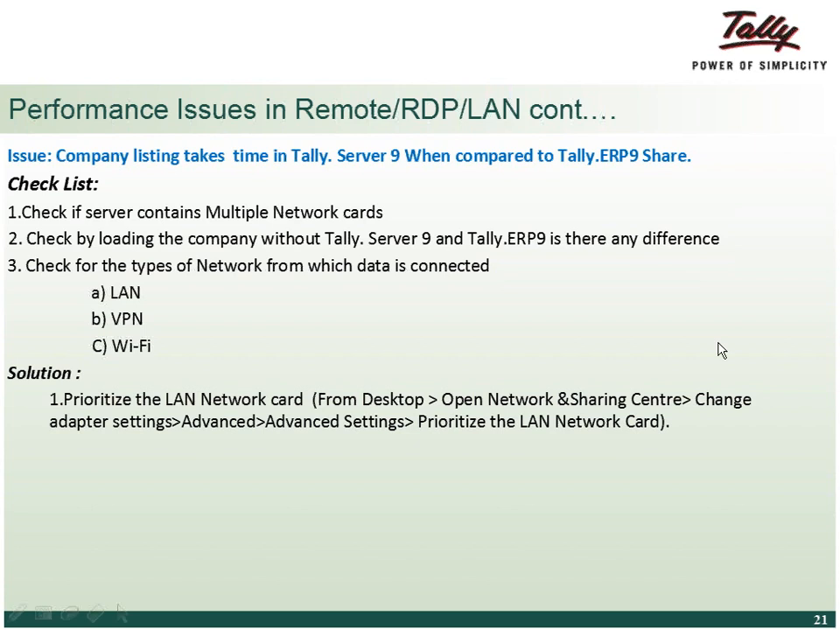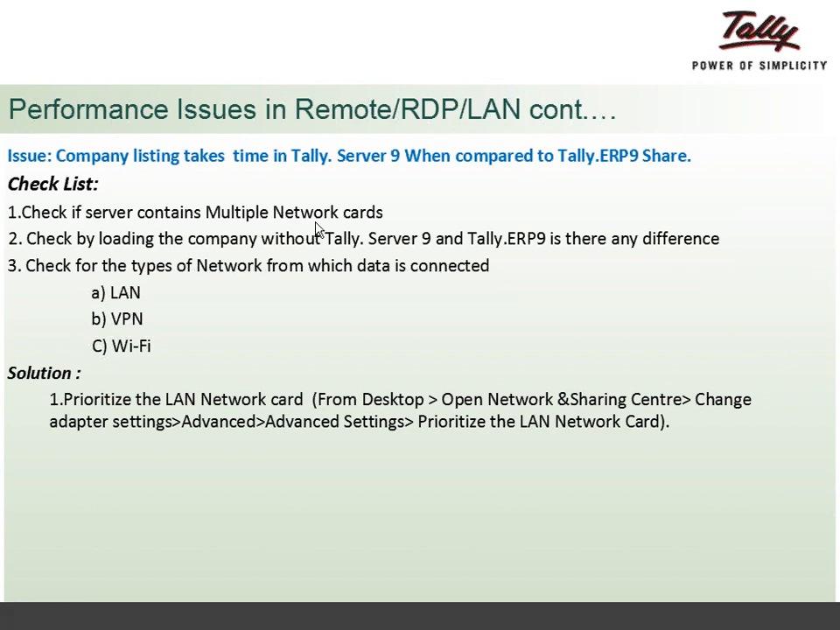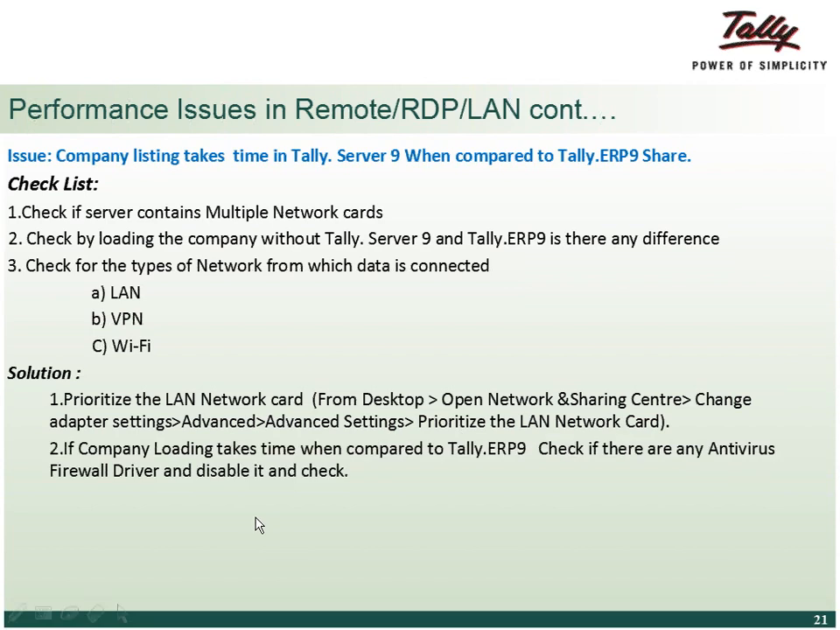Whenever there are multiple network cards existing in the system, what we suggest is you need to prioritize the LAN network card. From the desktop, open Network and Sharing Center, change adapter settings, Advanced, and Advanced Settings. Here you will get one option, that is, prioritize the LAN network card. You need to set this option to yes on whichever systems the Tally Server 9 and Tally ERP 9 license servers and services are running. And if the company loading is taking time when compared to Tally ERP 9, check if there is any antivirus or firewall driver installed and disable it once, then check the loading performance.